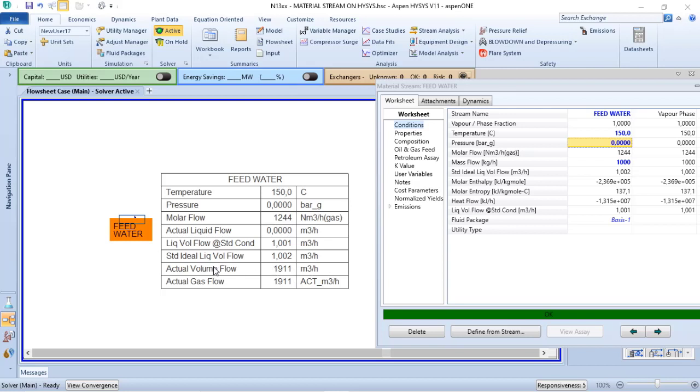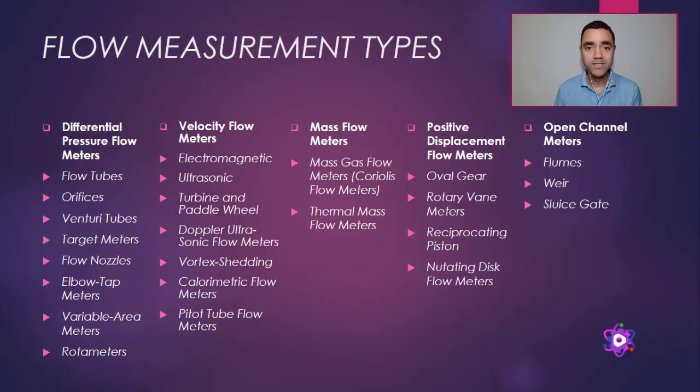It doesn't identify if it is liquid or gas, and now I have my actual gas flow as 1,911 actual cubic meters per hour, and verify that this number will not match with this number because they are in different conditions. Based on what we have seen, what happens in real life?